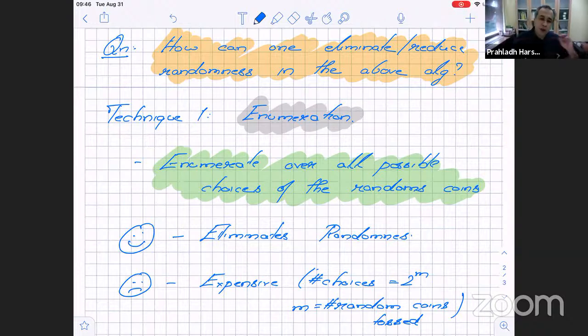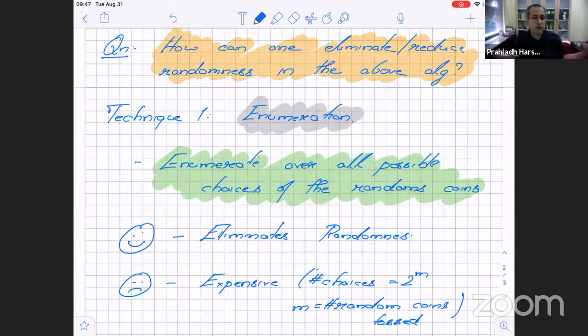If m were really, really small, like 10 or log n, then of course 2^m is still not too bad a number. You can go over all possible choices. So in this particular example, this is not a worthwhile technique. There will be places where this technique is actually useful.